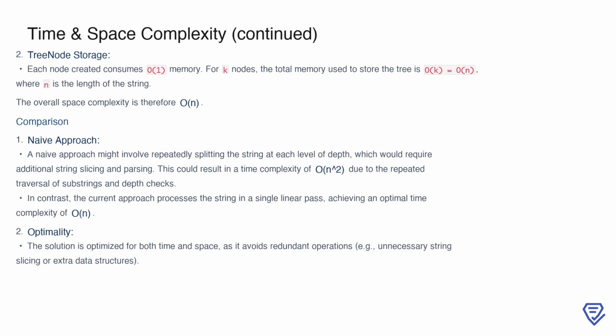To put this in perspective, let's compare this approach to a naive implementation. A naive solution might involve slicing the string repeatedly to identify nodes and their depths, which would lead to multiple traversals of substrings. This results in a time complexity of O(n squared), due to repeated operations for depth calculations and string parsing. In contrast, our approach processes the string in a single linear pass, avoiding redundant operations and achieving an optimal time complexity of O(n). This optimization is not just limited to time, it also ensures that space is used efficiently without requiring additional data structures beyond the necessary stack.